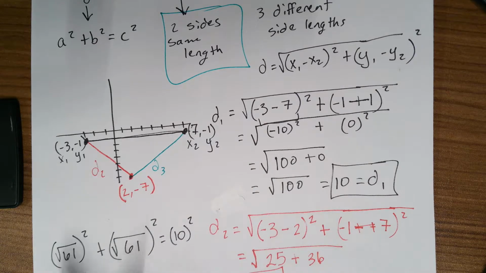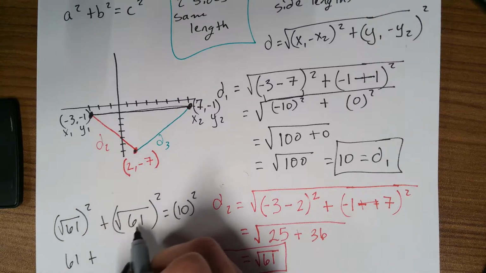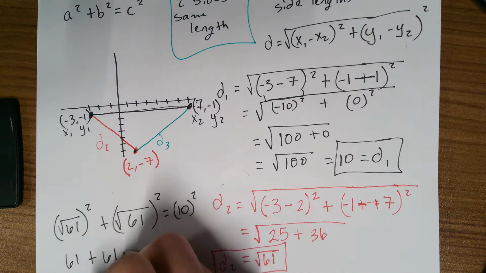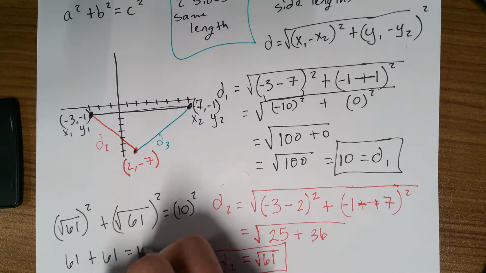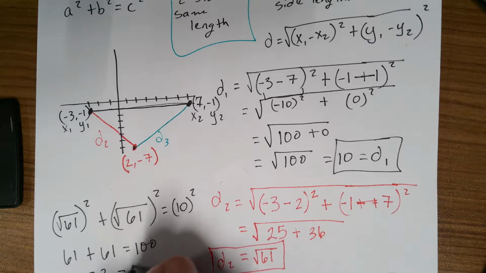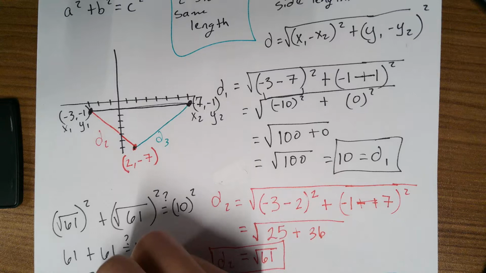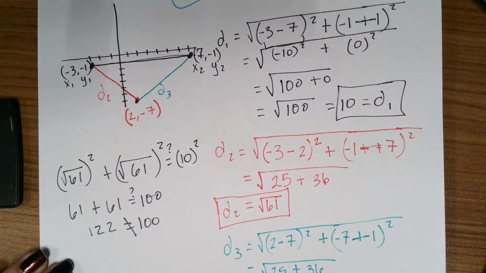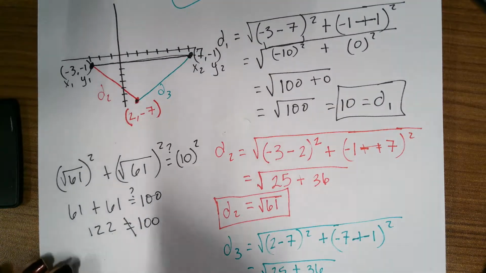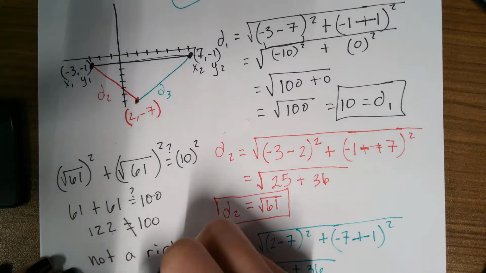So the square root of 61 squared gives me 61, plus the square root of 61 squared gives me 61, equals 10 squared, which is 100. 61 plus 61 gives me 122. And does that equal 100? I'm going to put little question marks here. We obviously see that it's not equal. 122 is not equal to 100, so we know for sure it's not a right triangle.